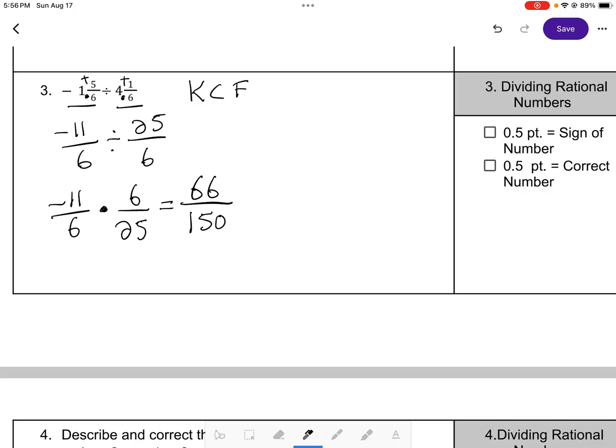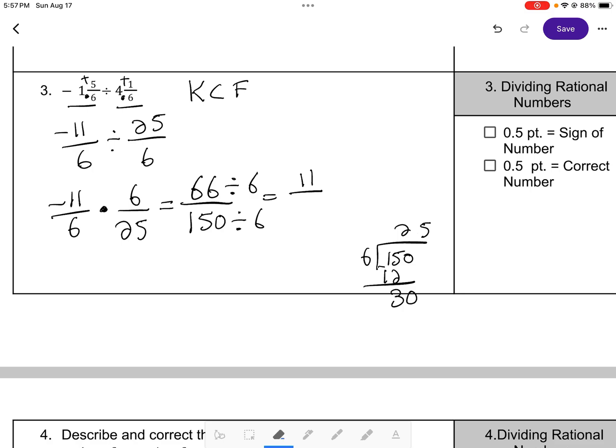Now I want to make sure that this is in simplest form. So my greatest common factor between 66 and 150 is 6. So 66 divided by 6 is 11. And we can do 150 divided by 6 over here. 6 goes into 15 2 times. That's 12 minus, it gives me a 3. Bring down my 0, add a decimal. 6 goes into 30 5 times.